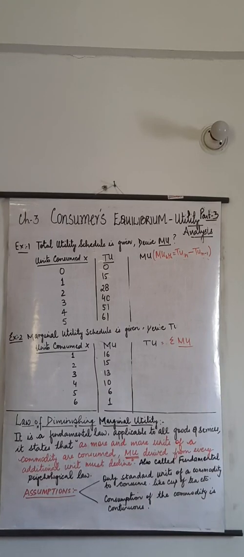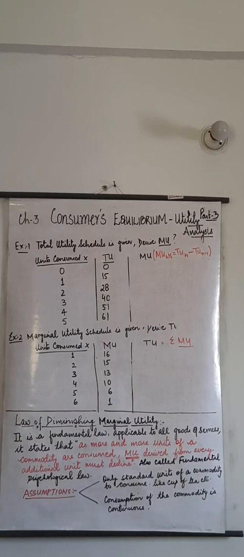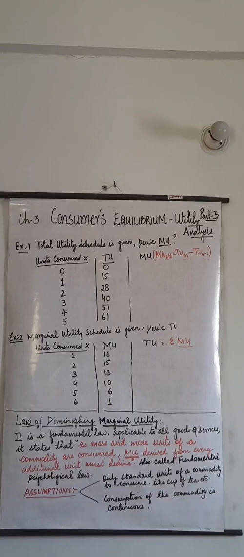First thing that we understood was utility. It is the want satisfying power of a commodity. When we have something, it has a utility. That is why we purchase it. Understand in this way. Another concept is your total utility.